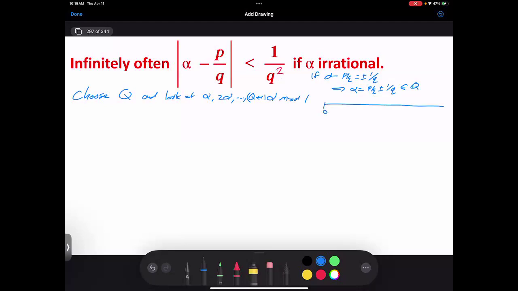And so again, here's 0 over Q, 1 over Q, dot dot dot, Q over Q. So I have a bunch of intervals of length 1 over Q. And I look at these numbers mod 1, and I have big Q plus 1 of them. So what must be true if I have big Q plus 1 numbers and I have Q intervals? So what must be true?